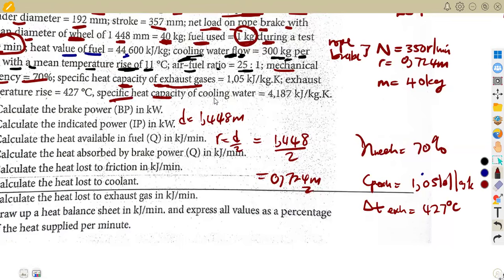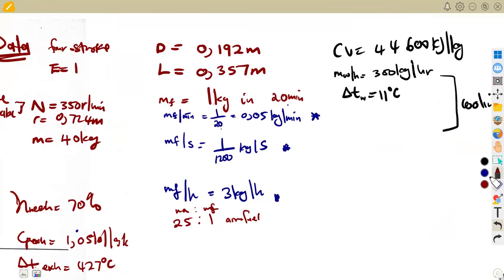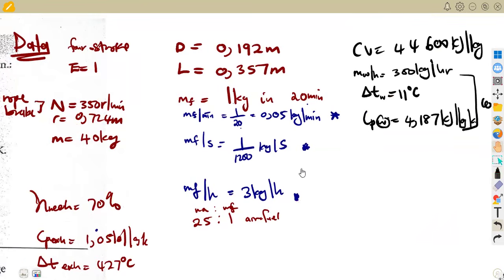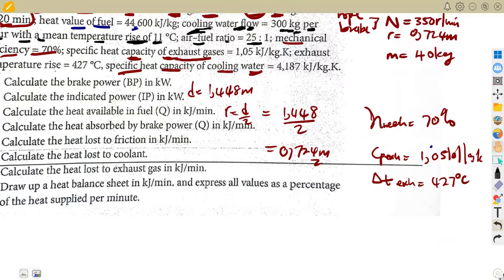The specific heat capacity for cooling water. This is for cooling water, remember. So we've got the specific heat capacity for water, which is 4,187 kilojoules per kilogram Kelvin. That's what we have. Okay.